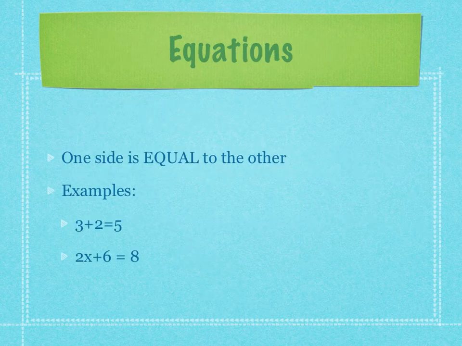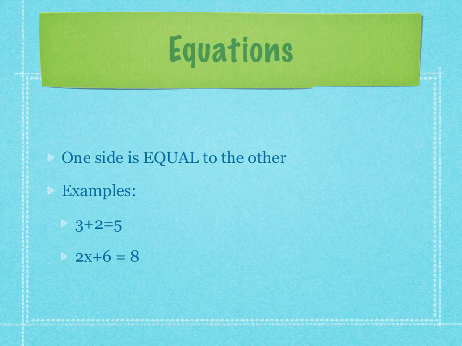In equations, it's important to notice that one side is equal to the other. Equations have an equal sign in them. Below are two examples of equations. The first one, 3 plus 2 equals 5. That's a simple math fact expressed as an equation.